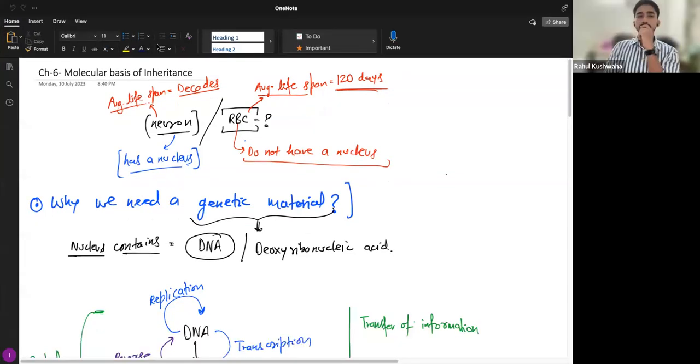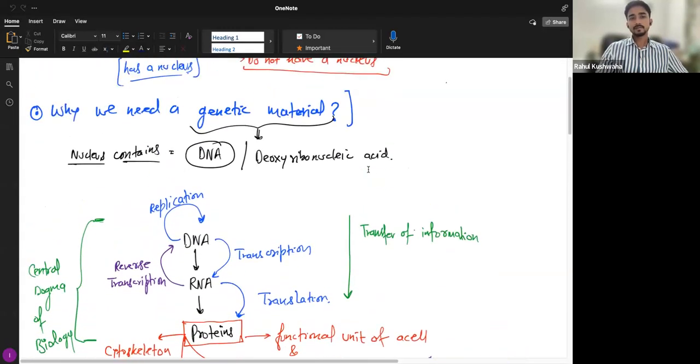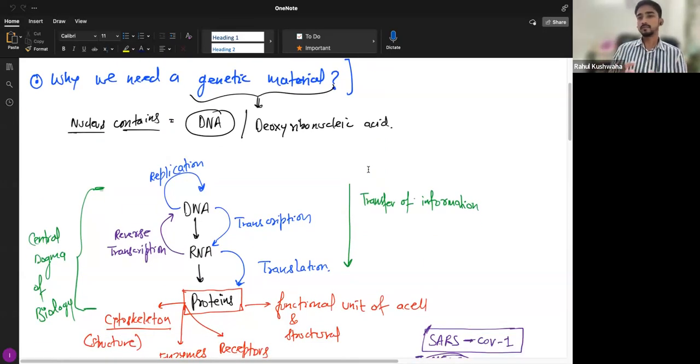Perfect. Okay, so we started with molecular basis of inheritance. Would you like to give me a quick recap? Because I think others will join late, so we should keep going. Just tell me a brief overview. You don't have to go into details if you don't want to. What did we do in the last class? And any part that you are not clear about, we can go over it again.